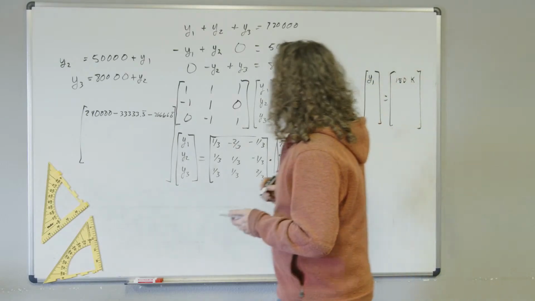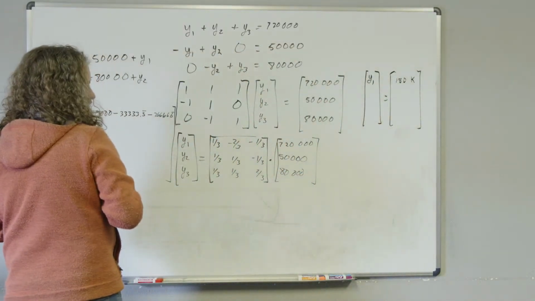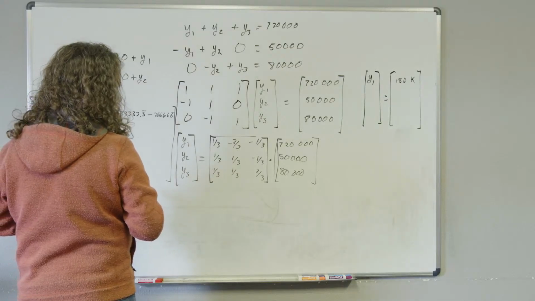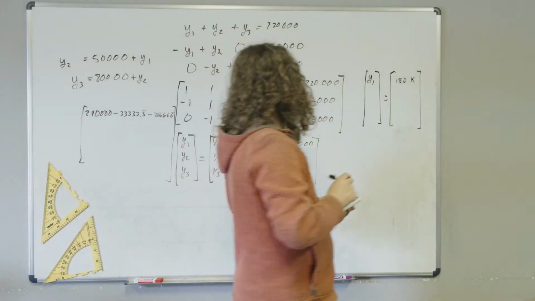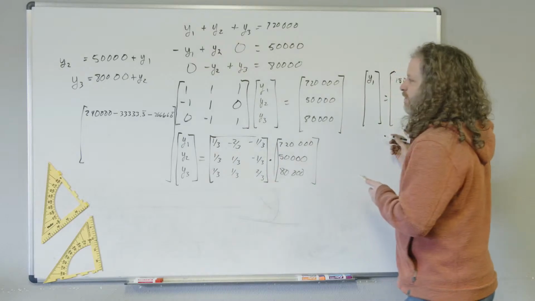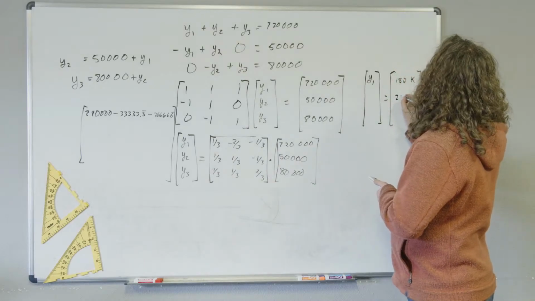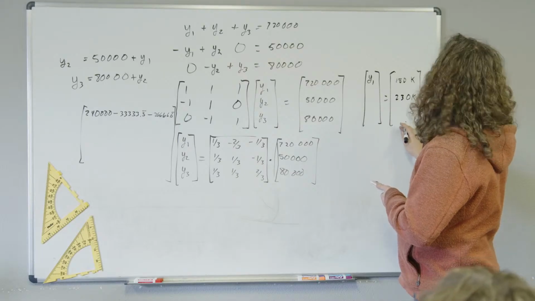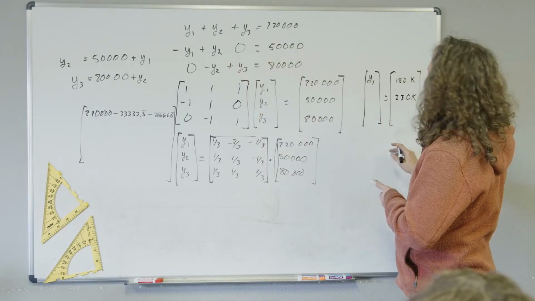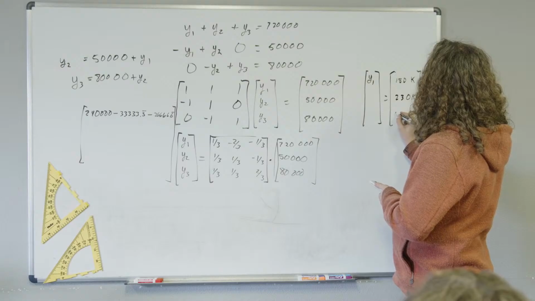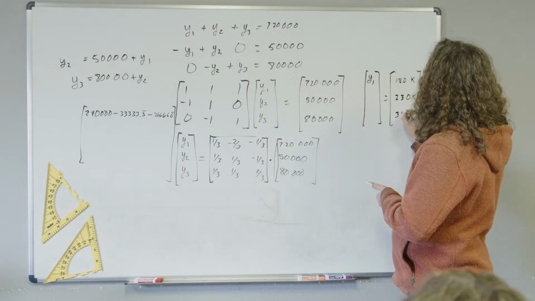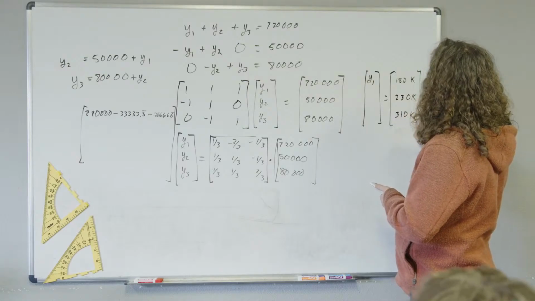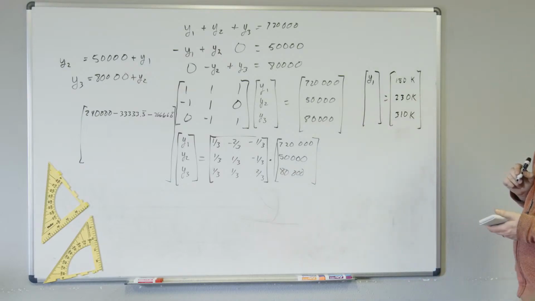And then you do the next ones, and you get whatever you get. What do you get? 230,000. Actually, at this point, and then you get 80,000 more than that, whatever that would be. 310. Wait, what did you get?